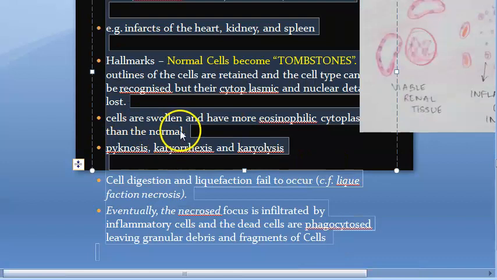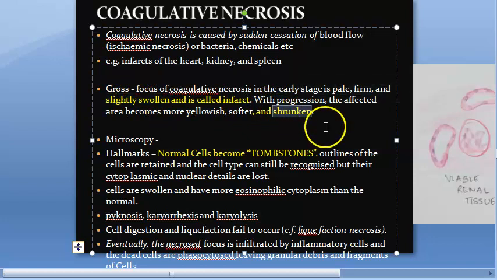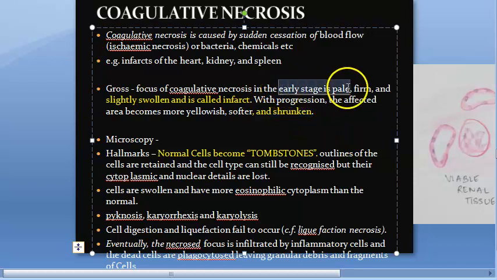Coagulative necrosis, guys. Actually, the gross appearance was not covered. Initially it is swollen and then it will become shrunken. In the early stage they are saying it is pale, firm, slightly swollen, and it is called an infarct. Later it becomes shrunken. That's all we can remember. Early stage, it is swollen, and it is called an infarct.